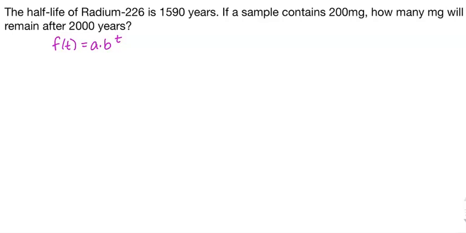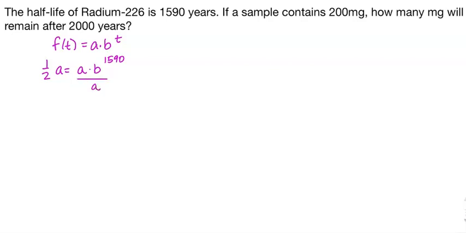A half-life means whatever we started with, we now have half as much of that. So if a represents our initial value, you'll have 1/2 of that amount after a time period of 1,590 years. I can set up an equation: 1/2 a, half of whatever we started with, is equal to the initial amount times b, our growth factor, to the power of the time frame that it takes to go from a to half of a. Now I can solve this equation for b.